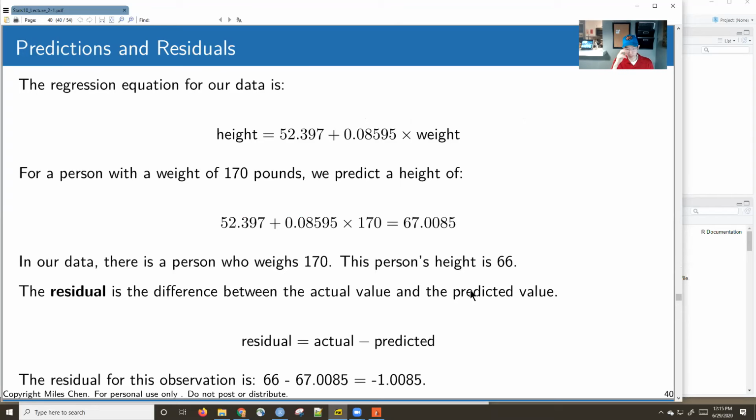All right, we've already seen this, but I want to introduce this concept of a residual, okay? So here is the regression equation. Height is equal to 52.397 plus 0.08595 times weight, and therefore we can make a prediction. If somebody has a weight of 170 pounds, our prediction for height is going to be 52.397 plus 0.08595 times 170. And so we would predict the person has a height of 67.0085 inches, okay?